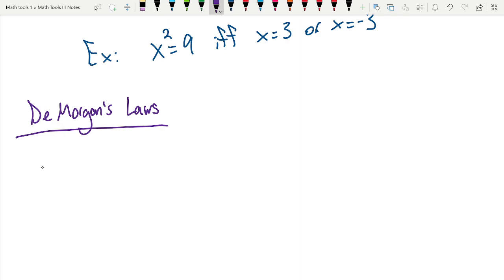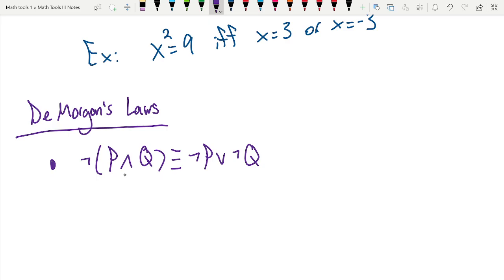There are two De Morgan's laws, basically. The first one says that the negation of P and Q is equivalent to the negation of P or the negation of Q. Okay. So it's kind of like you're distributing that negation, and when you do that, the and turns into an or.